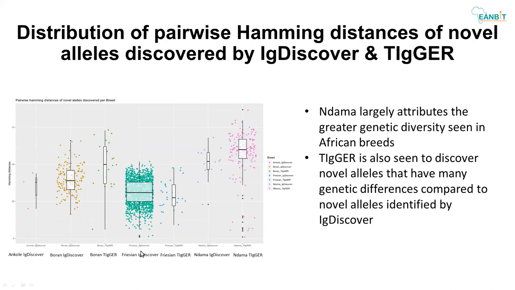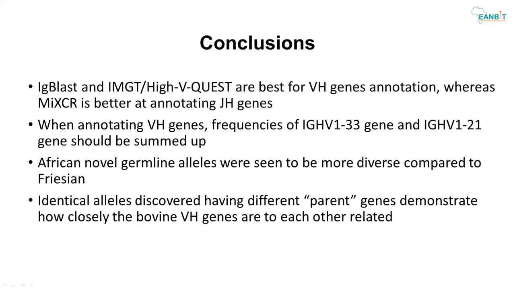So in conclusion, IgBLAST and IMGT HighV-QUEST are best for V gene annotation, whereas MiXCR is better at annotating J genes. When annotating V genes, the frequencies of V133 and V121 should be summed up because they are actually identical genes. The African novel germline alleles are seen to be more diverse compared to Frisian. Lastly, identical alleles discovered having different parent genes demonstrate how closely related the bovine V genes are to each other.